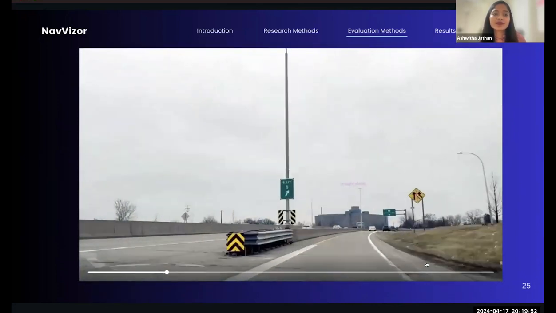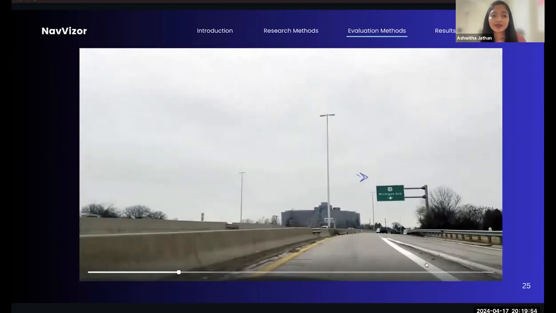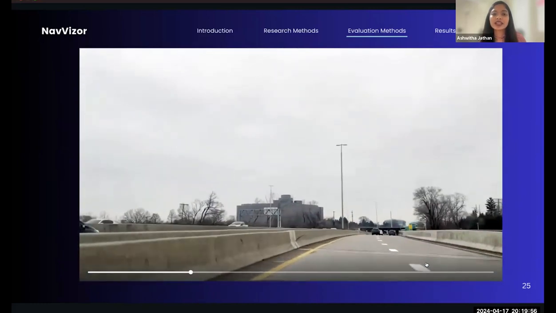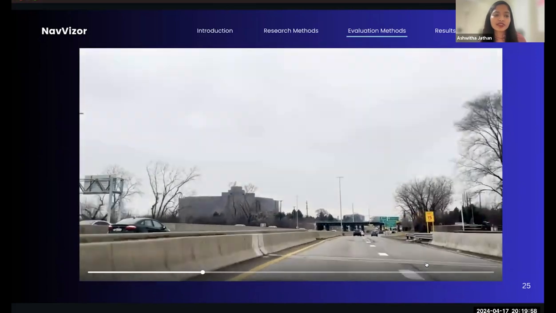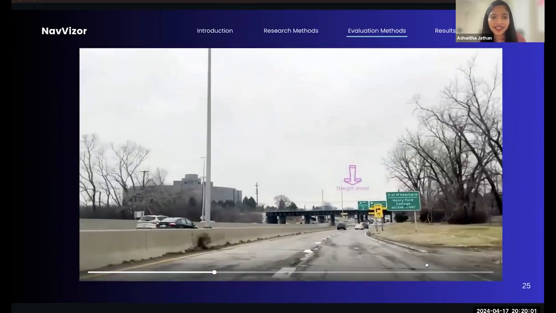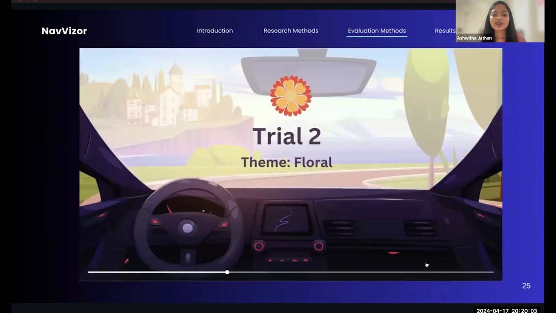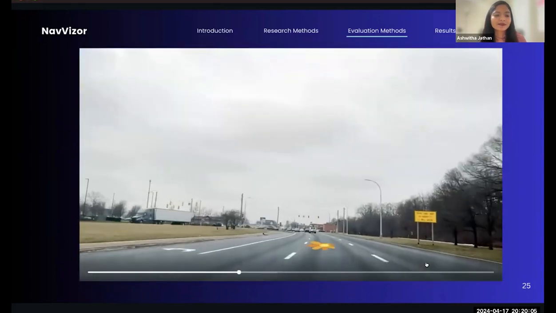Ideally, our fully functioning product would allow users to see the elements on their windshield, but due to the technical feasibilities, we decided to show the AR elements on the VR headset to have a better test environment for our participants.